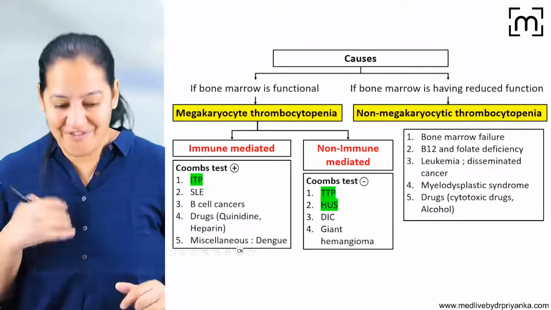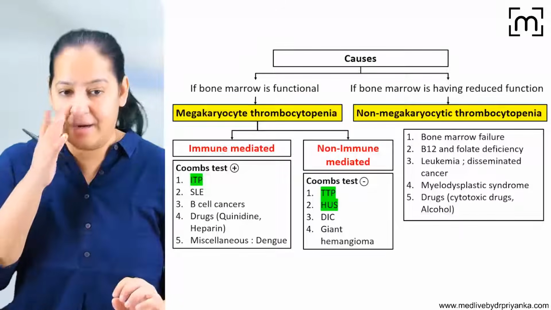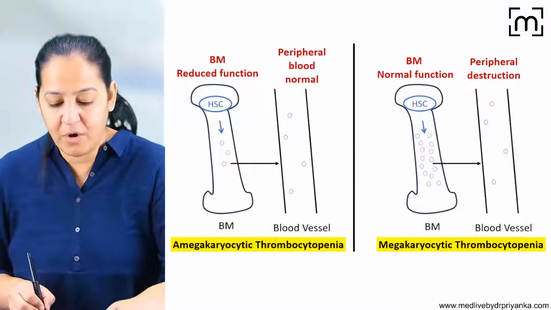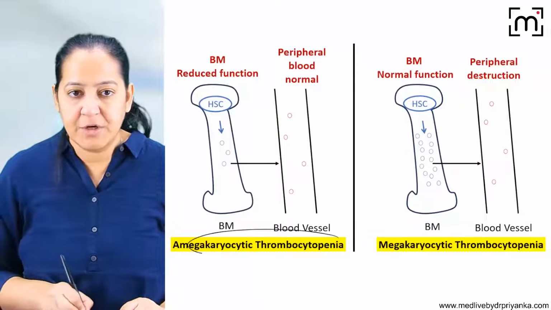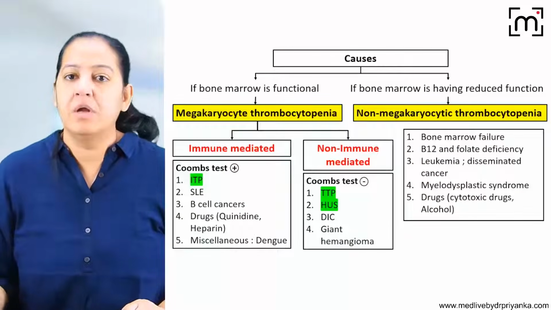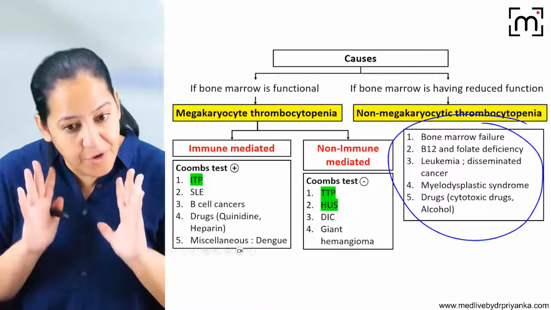I hope you got it. I tried my best. So these are the causes. You can see the amegakaryocytic and megakaryocytic. First we have seen amegakaryocytic. How many causes of amegakaryocytic thrombocytopenia do you know? In all of them, the problem is in the marrow. So these are the causes. In all of them, the problem is in the bone marrow.